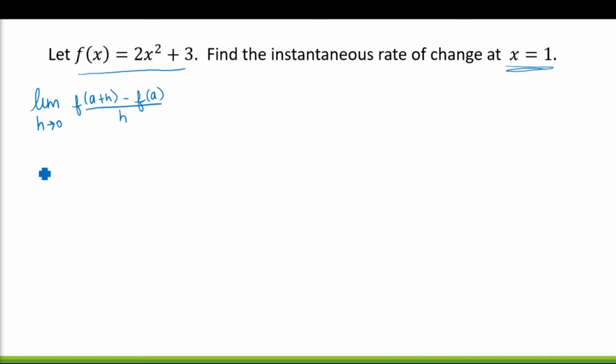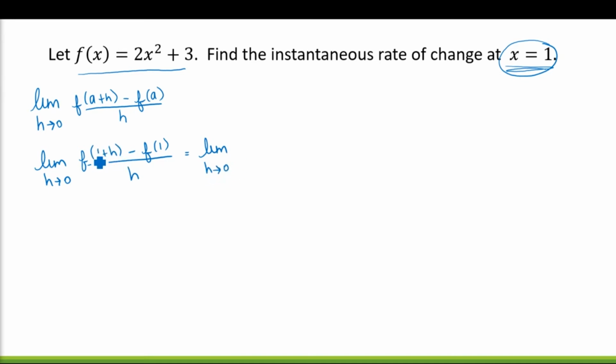So this would be the limit as h approaches 0. And in our case, we want the instantaneous rate of change at 1. So we want f of 1 plus h minus f of 1 over h, which would be the limit as h approaches 0.